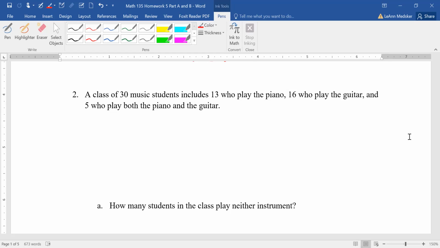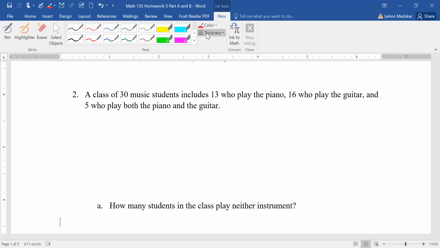So maybe the set A in a problem is the set of all even numbers between 0 and 10. You have parameters and things like that usually set up when they're dealing with numbers. This one is given to us in terms of music students. So it says a class of 30 music students. So that's our total universe.